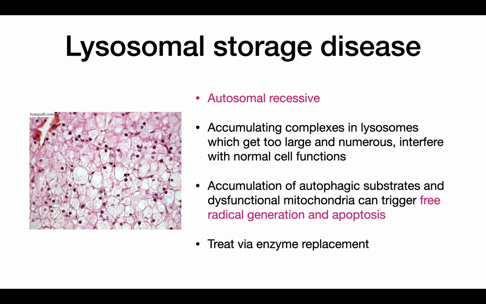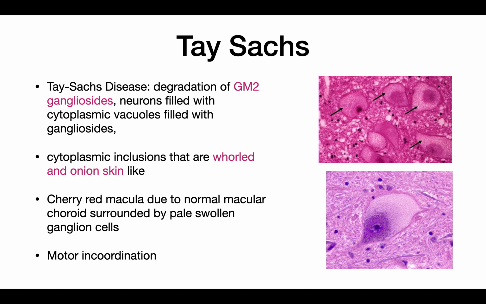So lysosomal storage diseases are autosomal recessive. There's going to be problems with lysosomes accumulating too many products, and they interfere with normal cell function. The accumulation of the autophagic substrates and the dysfunctional or old mitochondria can trigger free radical generation and apoptosis. Treat all of this by replacing the enzyme that is missing.